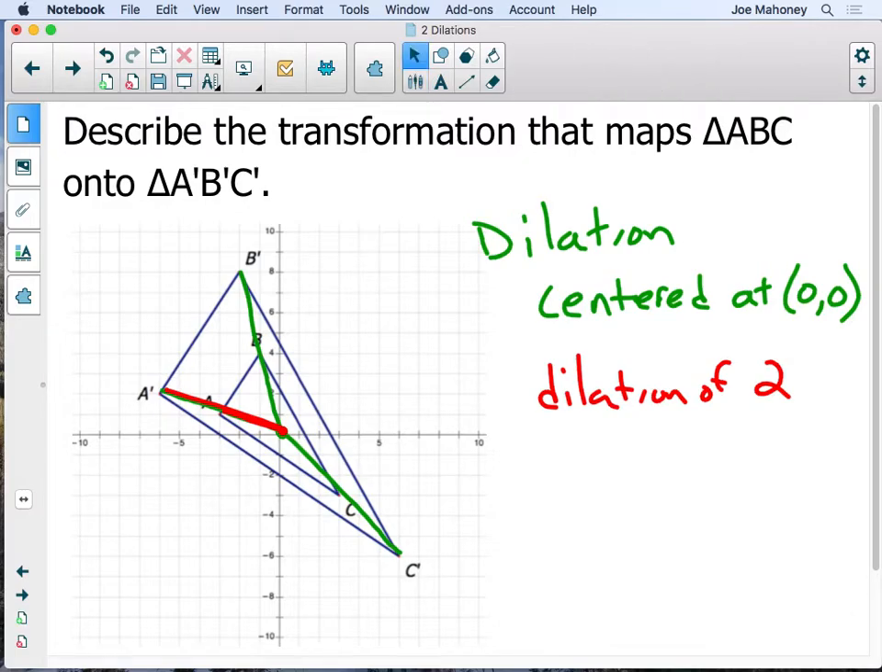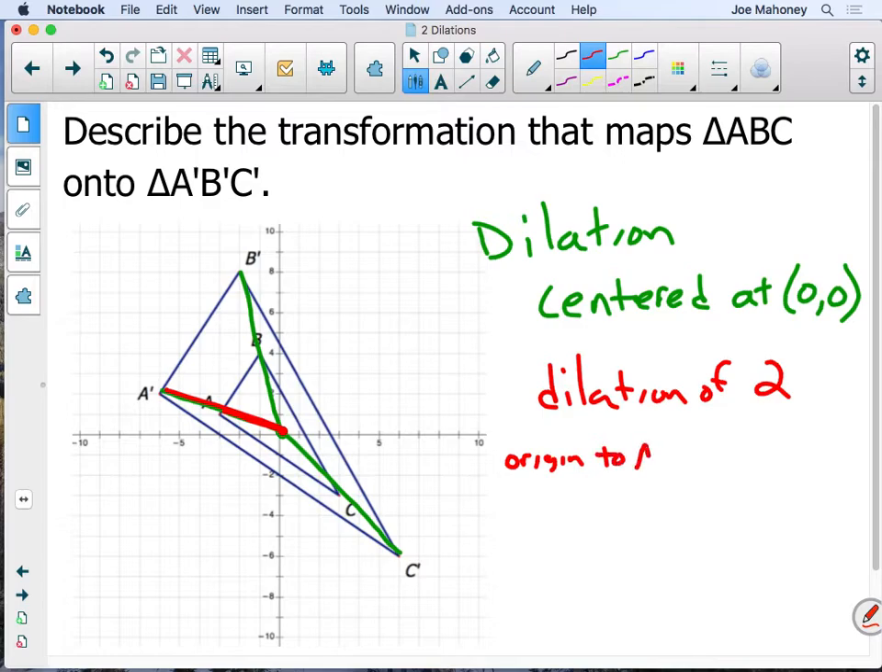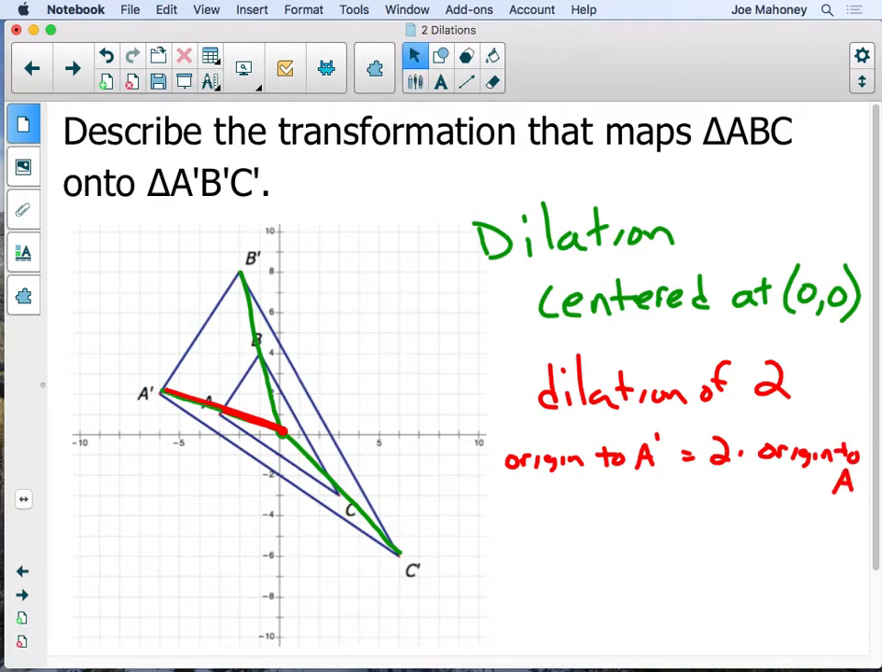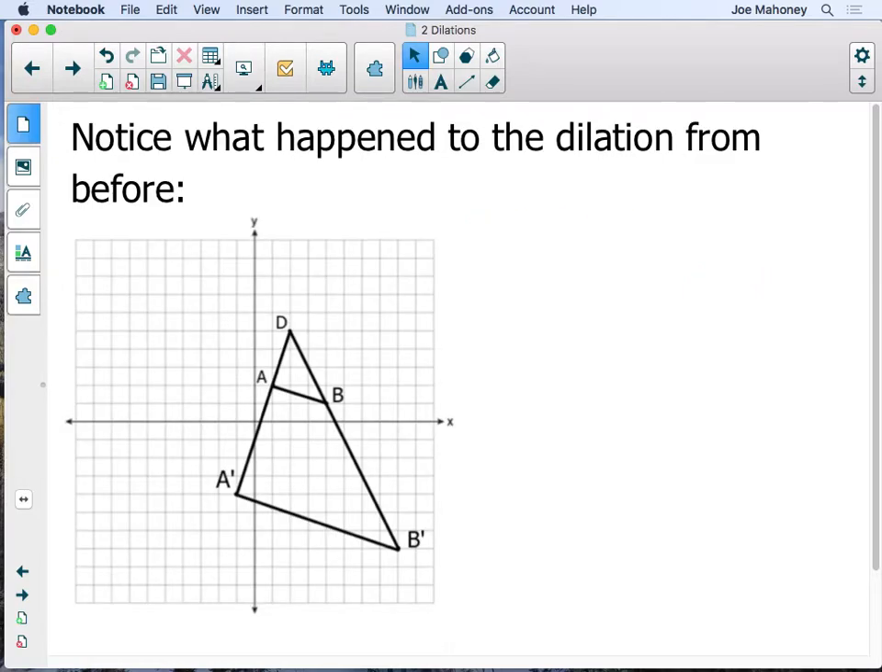Because A prime, the distance from the origin to, say, A prime, equals 2 times the origin to point A. And the same would be true from the origin to B and to B prime, and from C to C prime. Pretty neat. Okay, this is what I wanted to get back to, check out the dilation from before.